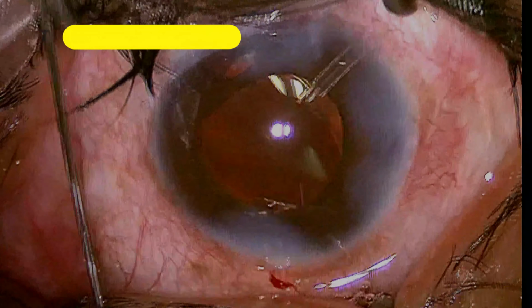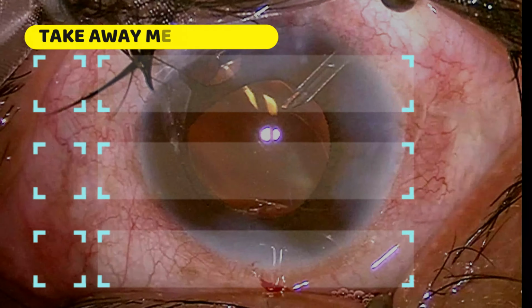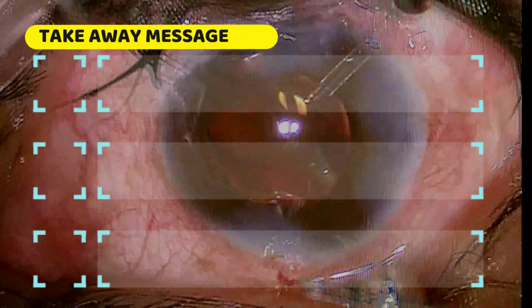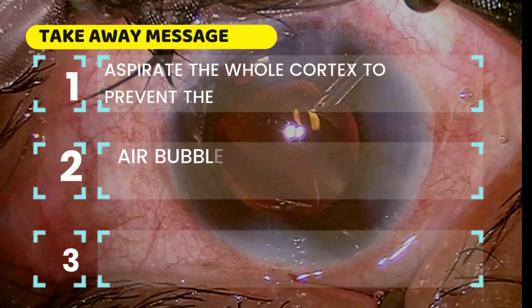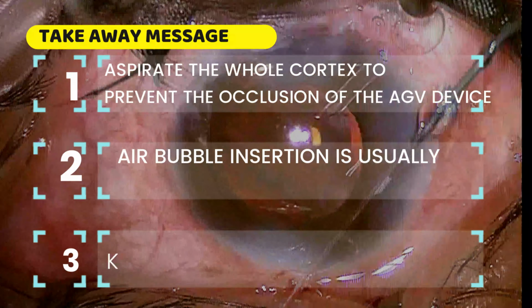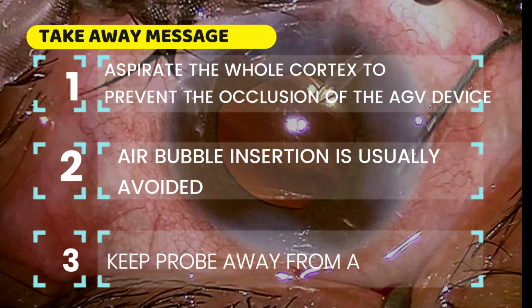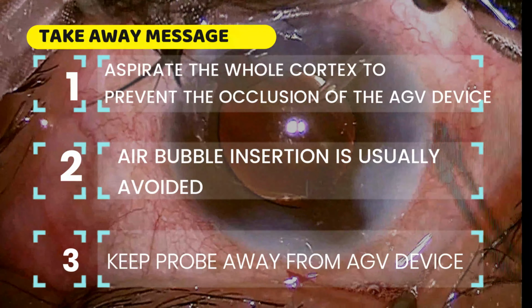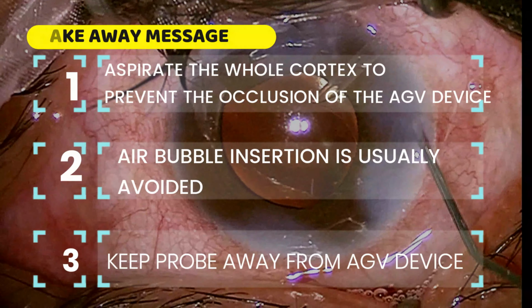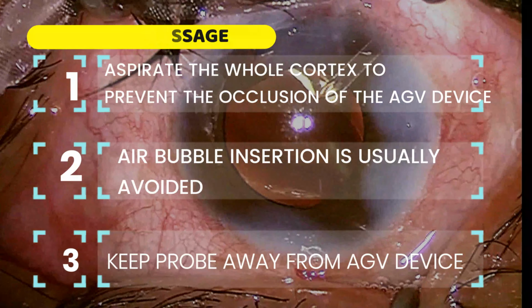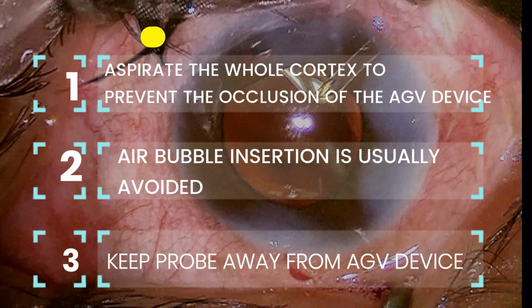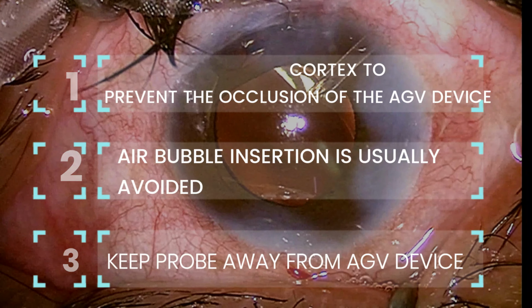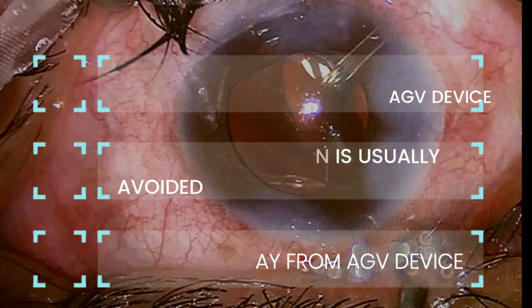The take-away messages which we should have while operating on a patient with an Ahmed glaucoma valve: aspirate the whole cortex to prevent the occlusion of the Ahmed glaucoma valve device. Air bubble insertion is usually avoided, and always keep all the probes away from the Ahmed glaucoma device to prevent any damage to the Ahmed glaucoma valve.